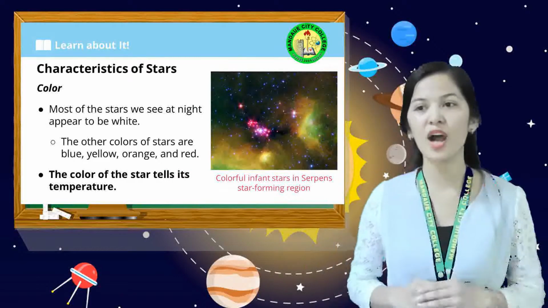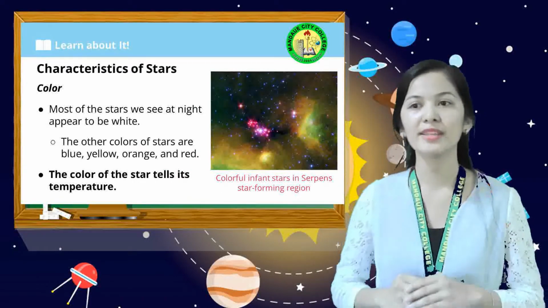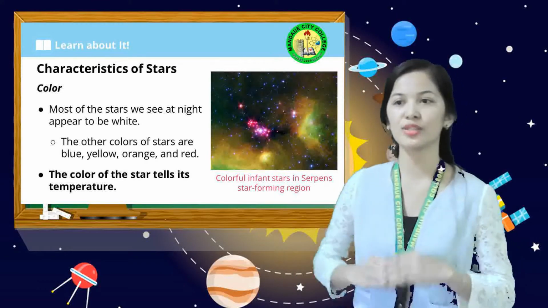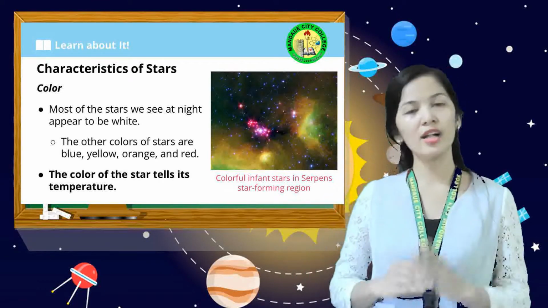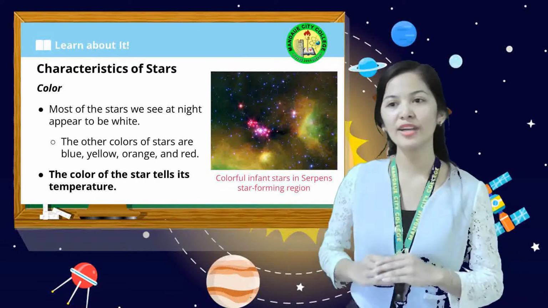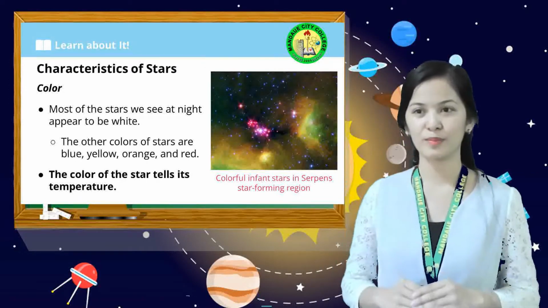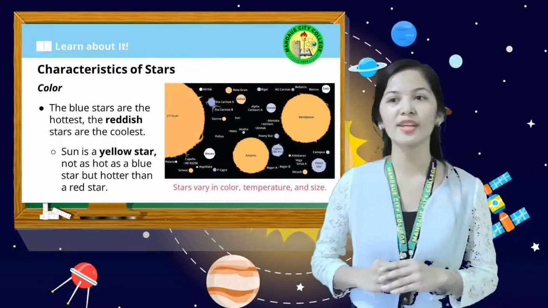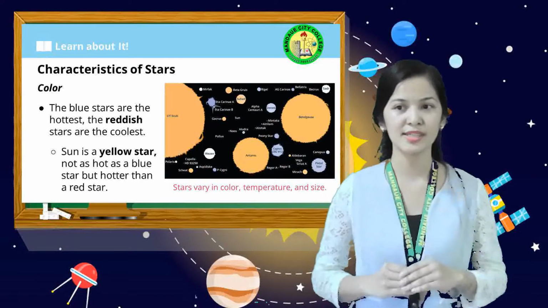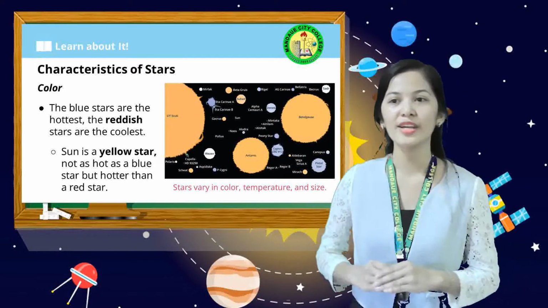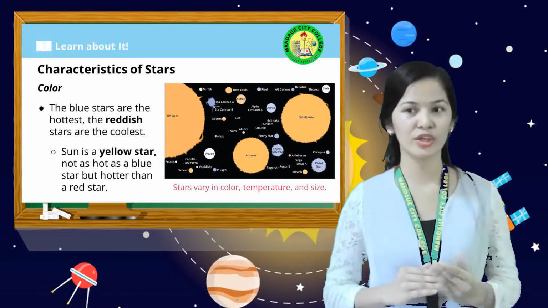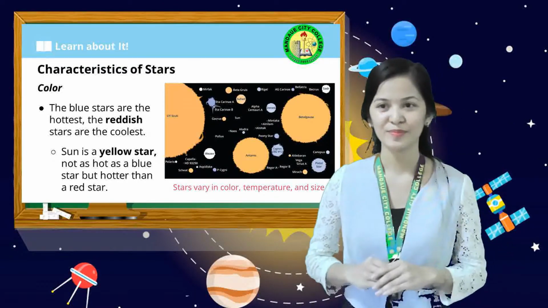Most of the stars we see at night appear to be white, though the other colors of stars are blue, yellow, orange, and red. The color of the star tells its temperature. The blue stars are the hottest. The reddish stars are the coolest. The Sun is a yellow star, not as hot as a blue star but hotter than a red star.